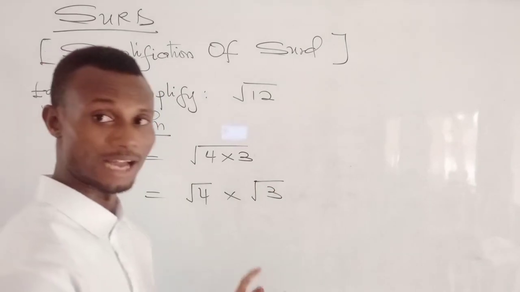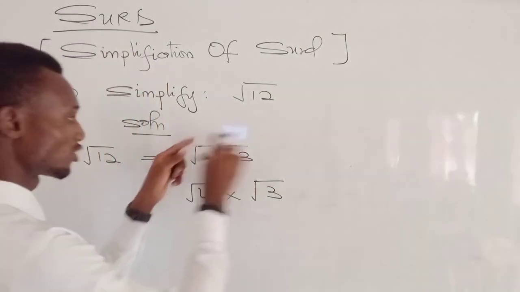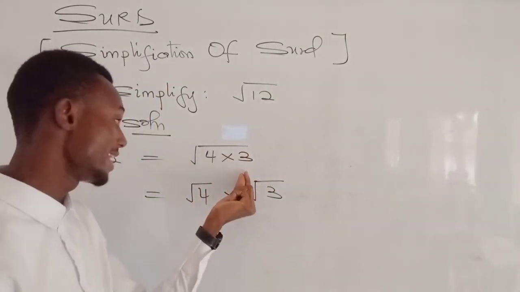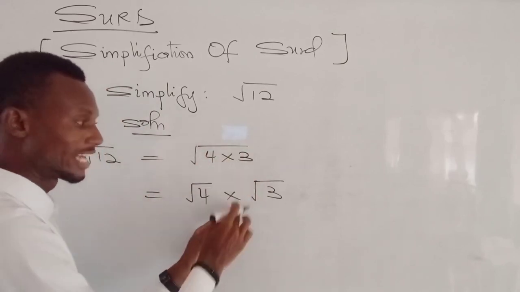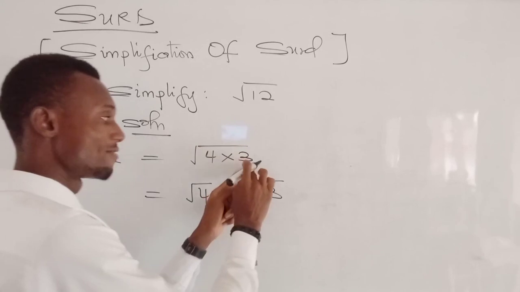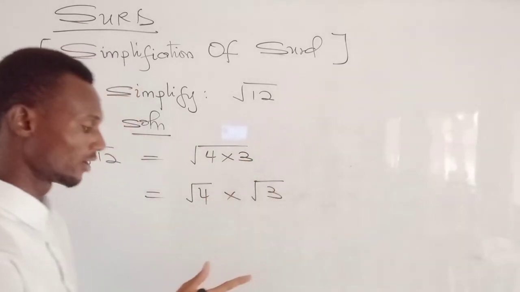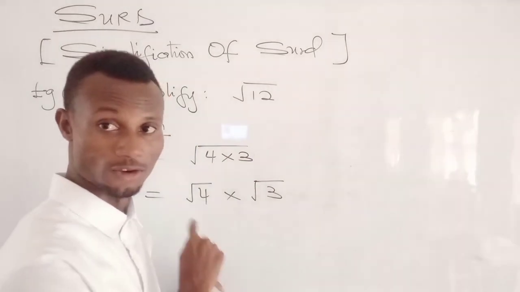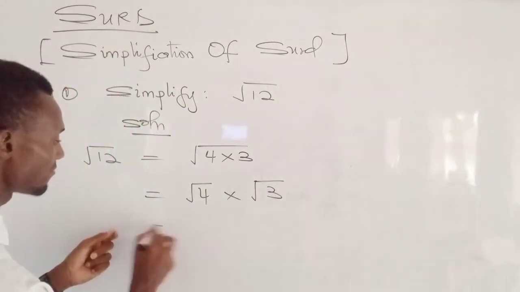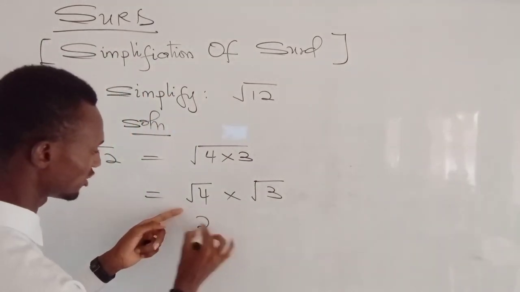I hope you understand to this point, because the square root affects everything in here. The square root affects the 4, so square root of 4, you bring your times, and the square root affects the 3 as well, so square root of 3. Now the square root of 4 is 2. You know that the square root of 4 is 2.